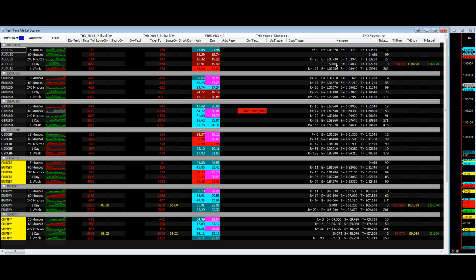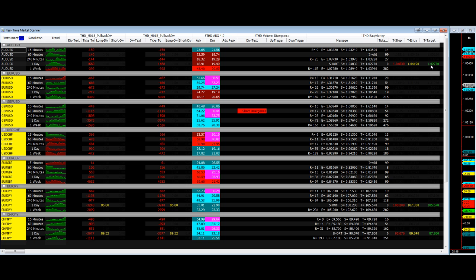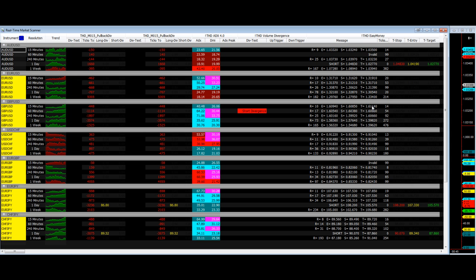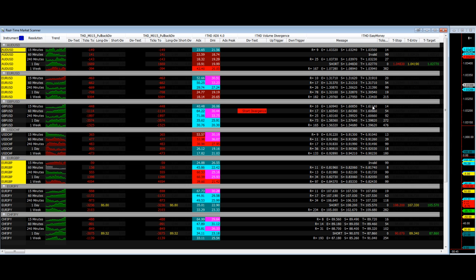You can see that on the Aussie daily chart, we're actually short. The stop would be 0483. Our entry was at 0419, and our target is 0277. Again, all of this has alerts on it, so it enables me to actually monitor multiple markets and multiple time frames instead of just watching one chart and hoping that a trade comes in.